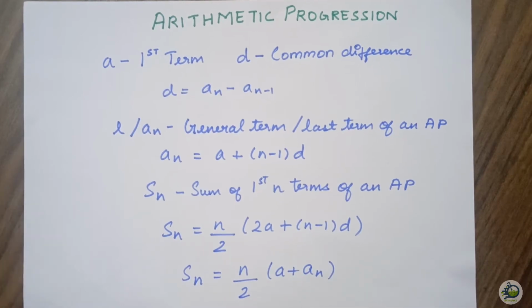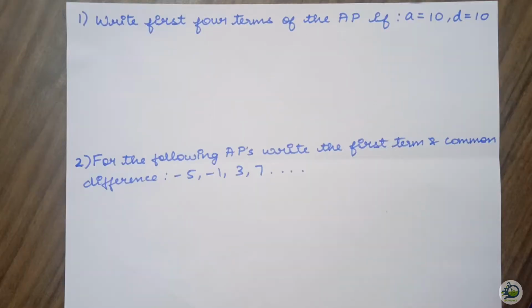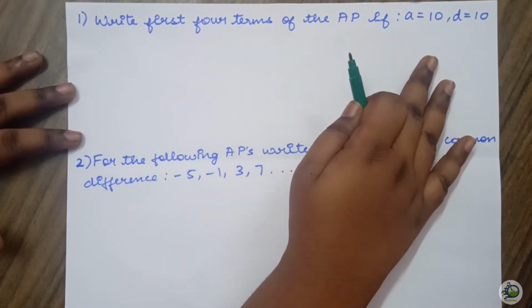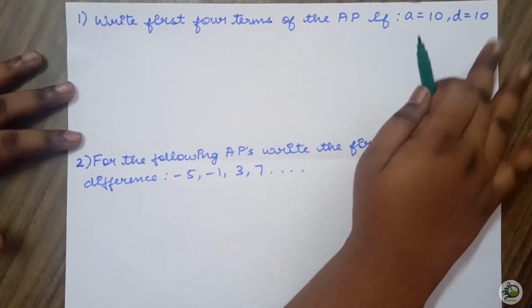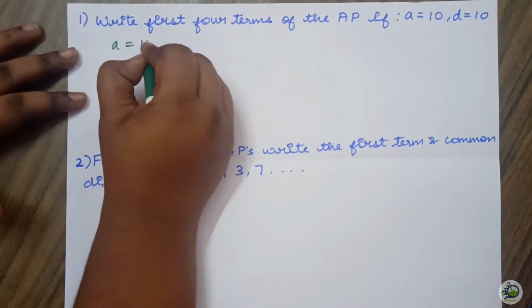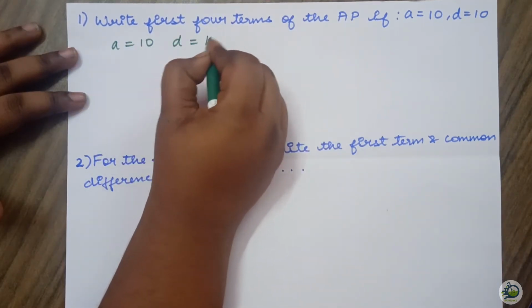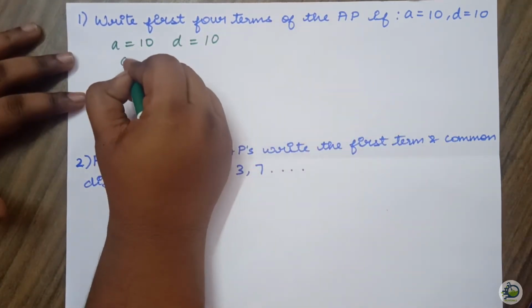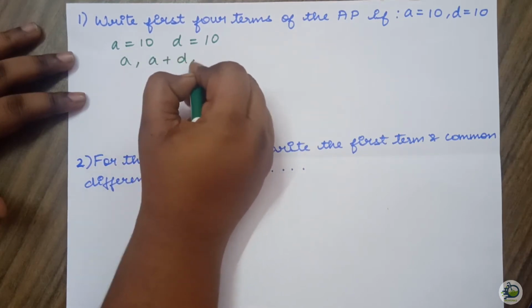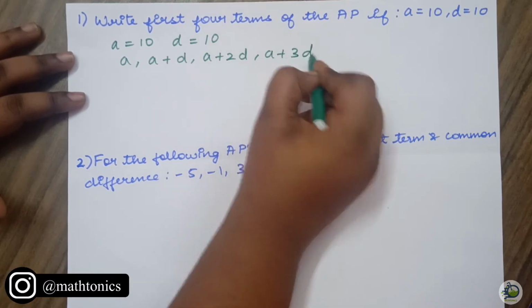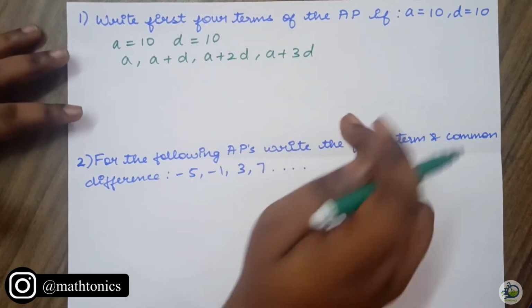Now let's move into solving certain problems so that we can understand it more accurately. Here, write the first four terms of the AP if A is equal to 10 and D is equal to 10. So the first term is A equal to 10. The common difference D is also 10. So the first four terms of an AP look like A, A plus D, A plus 2D, A plus 3D. So we are going to substitute here and find the first four terms.